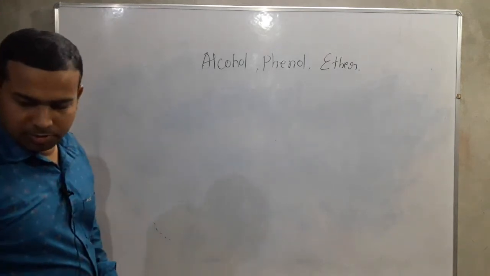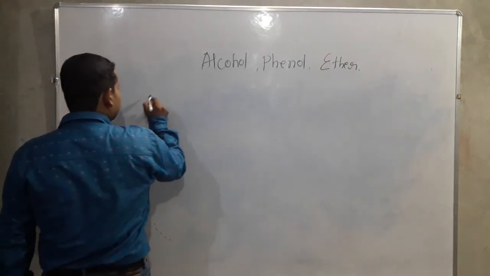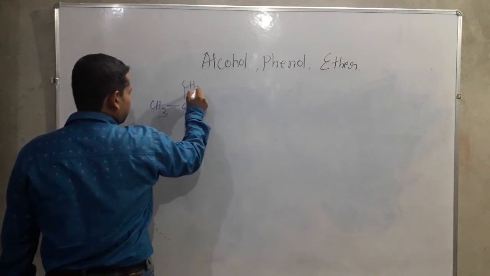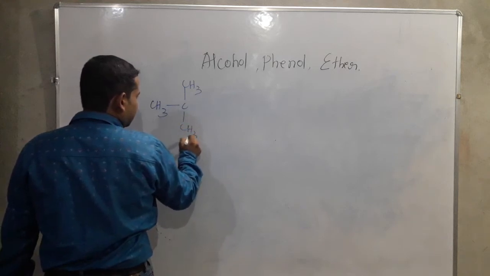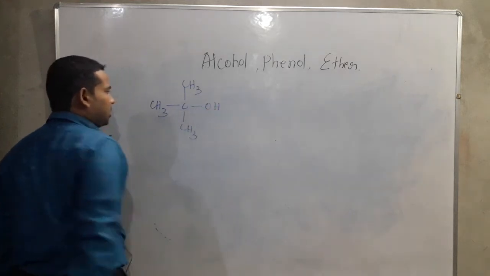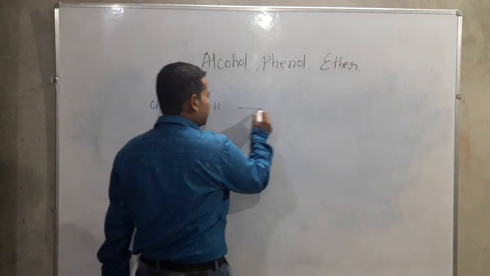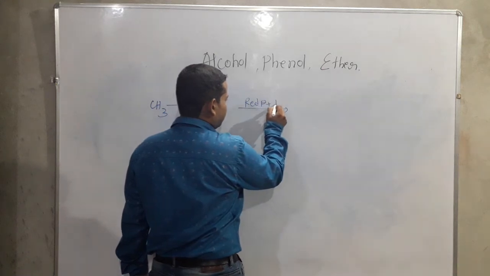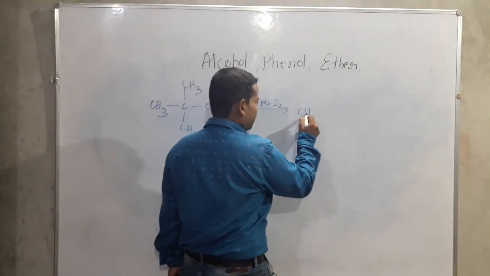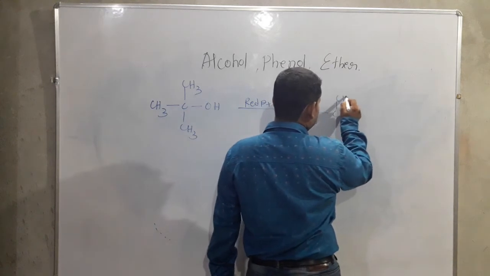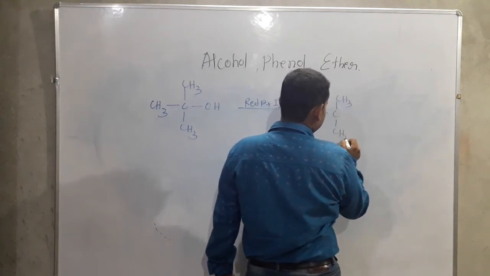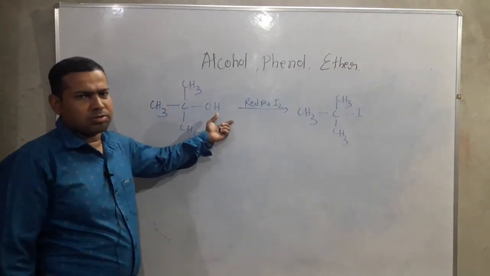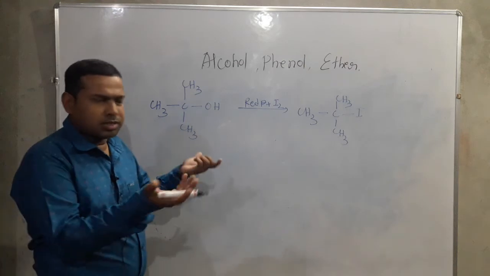Next one is tertiary alcohol, that is 3-degree alcohol. (CH3)3C-OH. After then you will add red P plus I2. So what happens? (CH3)3C-I forms. You can also use Br, also use Cl, because all of these have the same function.